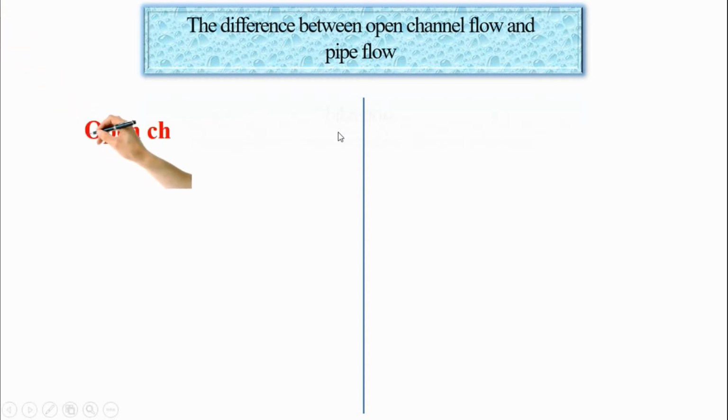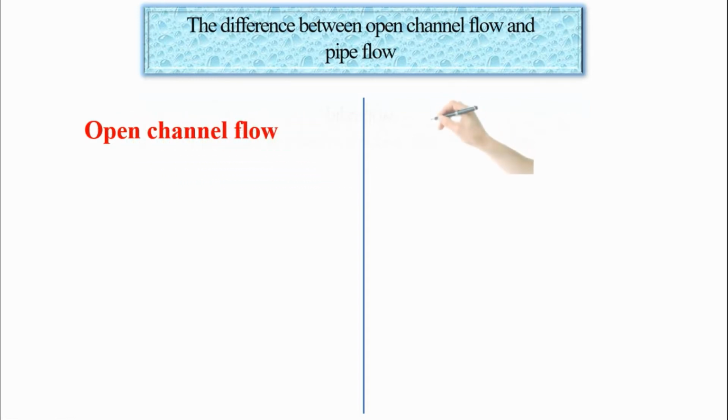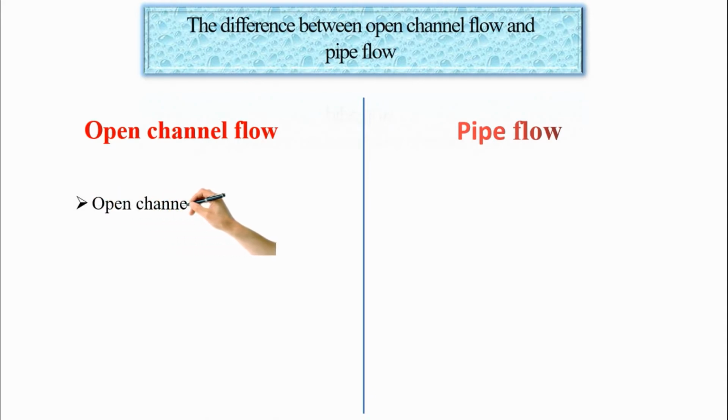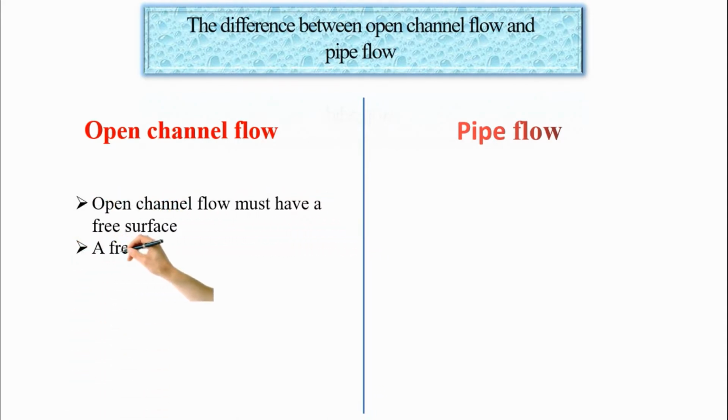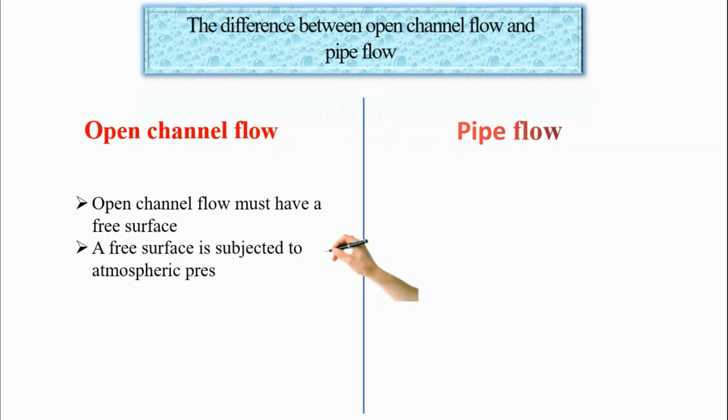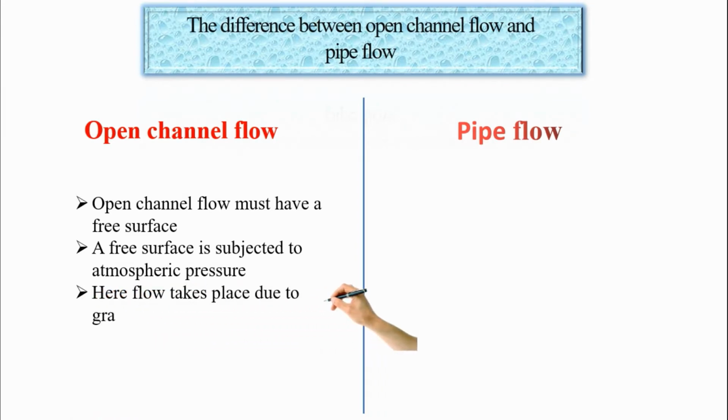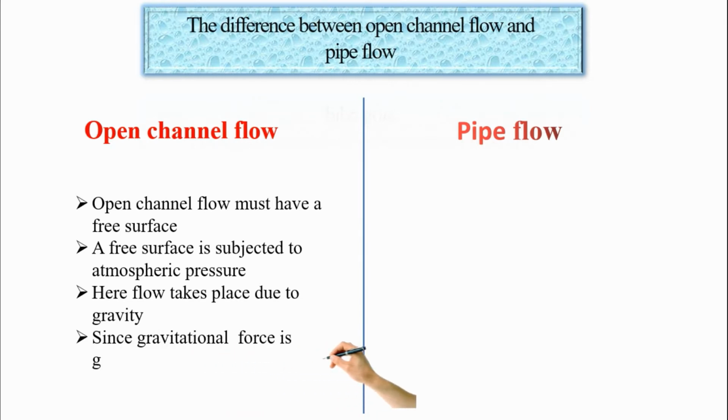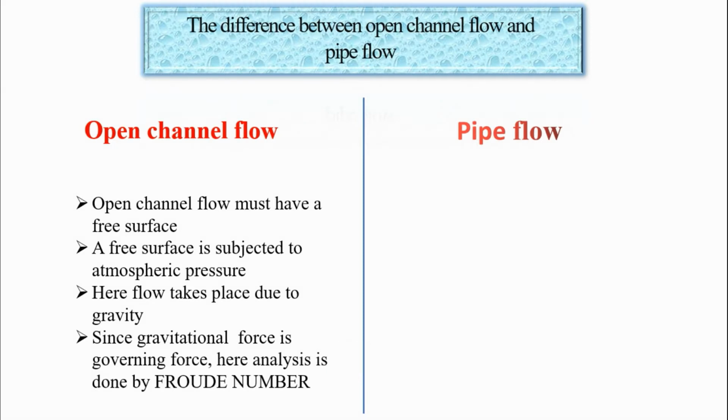Open channel flow. Pipe flow. Open channel flow must have a free surface. This free surface is subjected to atmospheric pressure, and the flow takes place under gravitational force. No external pressure is required for the flow to take place in open channel flow. Since gravitational force is the governing force in open channel flow, the analysis is done using Froude's number.